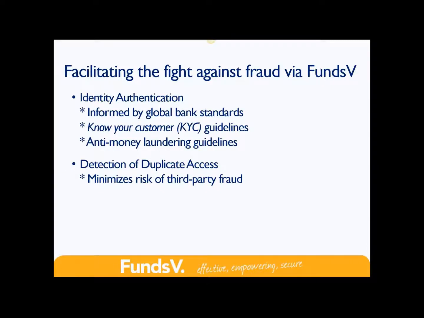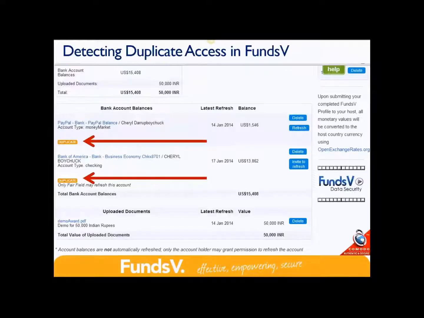So the detection of duplicate access has been another extremely helpful function. There may be a legitimate reason for duplicate access, such as two siblings pinging their parents' account, so we don't automatically disable any profiles. We simply alert both the student and the institution and provide a comment section for the student to explain any irregularities.